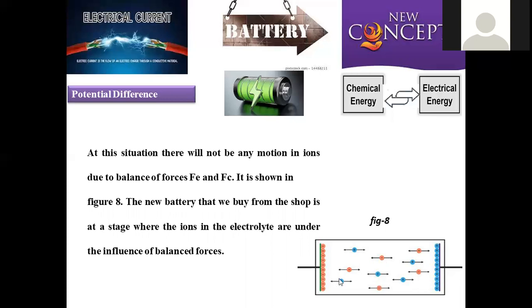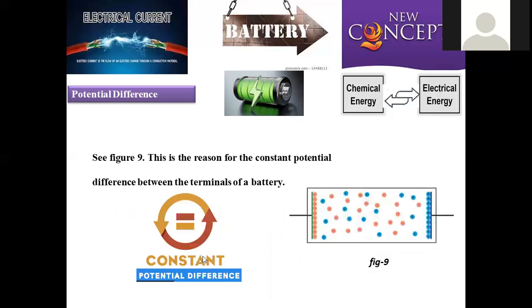That is represented in figure number 8, where both the charges are not moving anywhere, they are stagnant in nature. Consider a new battery that we buy from the shop: it is at the stage where the ions and electrolytes are under the influence of balanced forces. When we purchase a new battery, we have not started operating it, and we have not started giving external energy to it. At that instant, it is at equilibrium, where the chemical energy operated is exactly equal to the electrical energy operated. So that is the case for a new battery purchased from the shop.